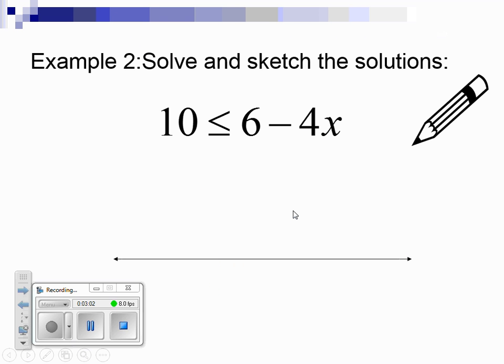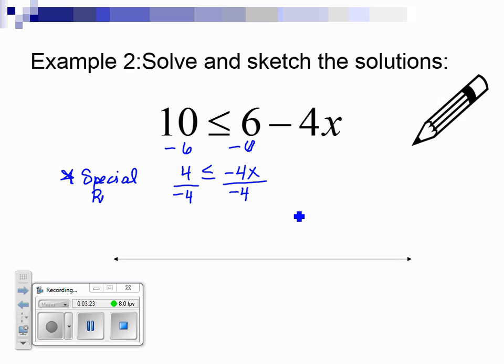Let's do another one. There's a pencil, so we want to write this one down as well. I'm going to subtract 6 on both sides. And I get 4 is less than or equal to negative 4x. I'm going to divide by a negative 4. Oh, I'm dividing. Special rule number 1 says that if I divide or multiply both sides by a negative number, I have to flip the inequality sign. So I get x, and I need to flip it.